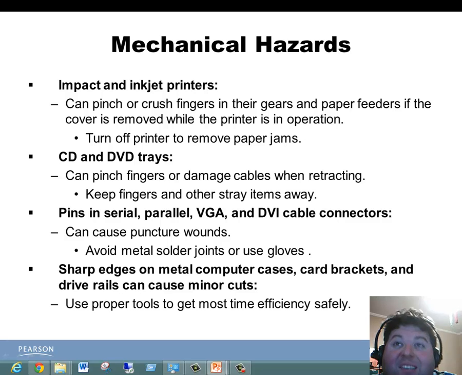The sharp edges on cases can cause cuts. Now, that's happened to me before. So just be careful with those.